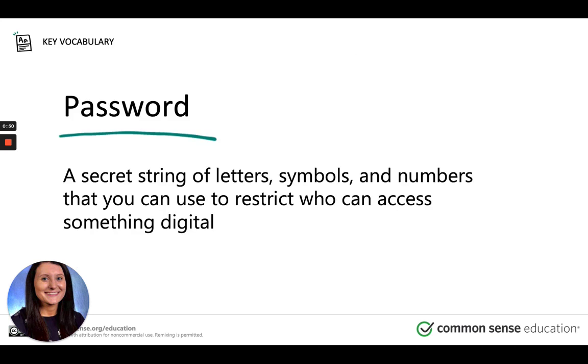So first off, the definition of password is a secret string of letters, symbols, and numbers that you can use to restrict who can access something digital.